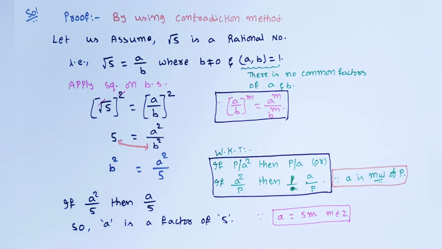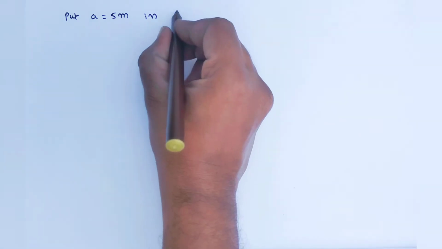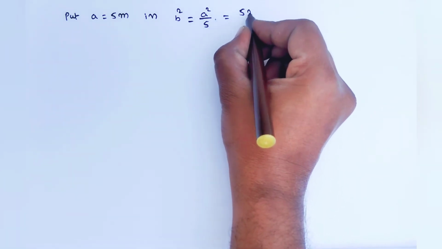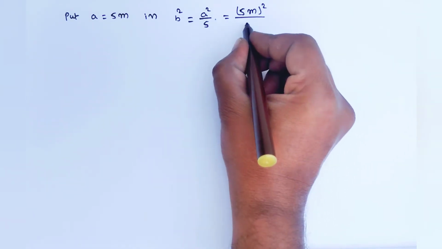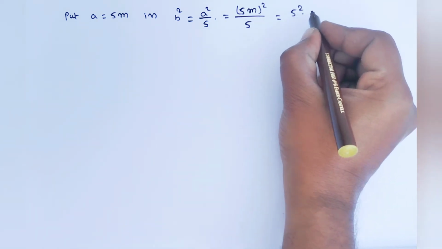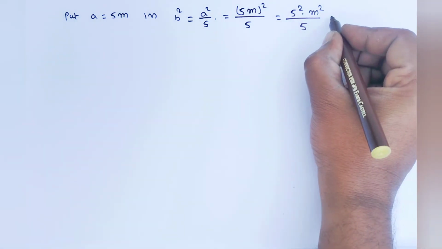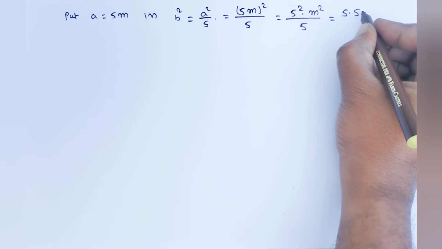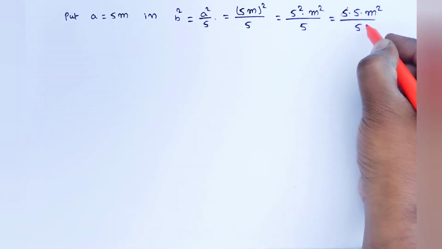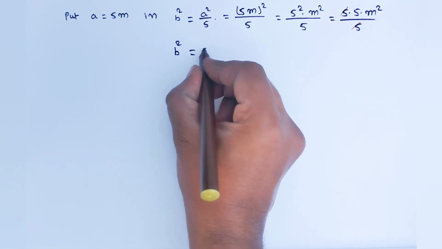This solution continues on the next page. Put a equals 5m in b square equals a square by 5. In the place of a we put 5m, so a square means 5m whole square by 5. So 5m whole square can be written as 5 square into m square by 5. So 5 square can be treated as 5 into 5 into m square, whole divided by 5. As 5 cancels in numerator and denominator, we get b square equals 5 into m square.